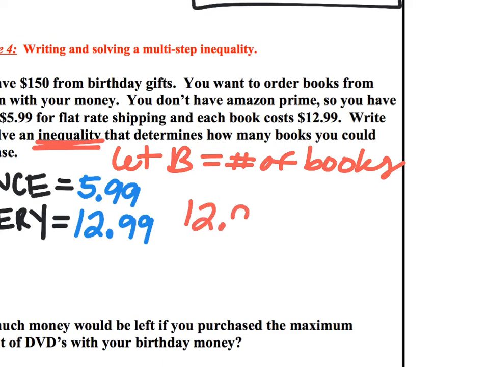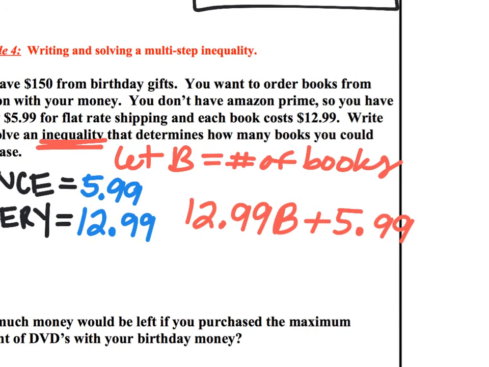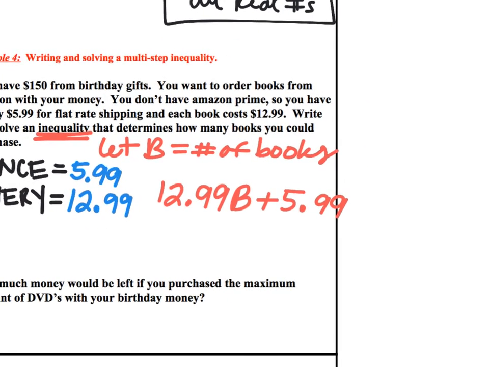Does $12.99 get a variable? Yes, $12.99 per book plus $5.99. I'm totaling my cost. Does $5.99 get a variable? No, because it happened one time. You're not going to multiply it. My total here is $150. So I'm going to put a space because we've got to figure out what sign to use.